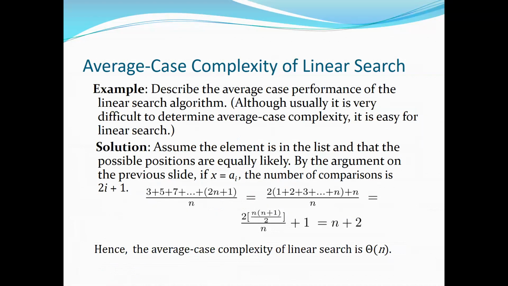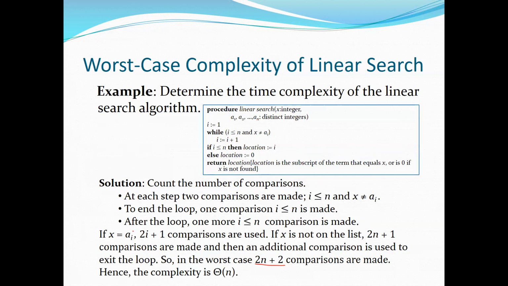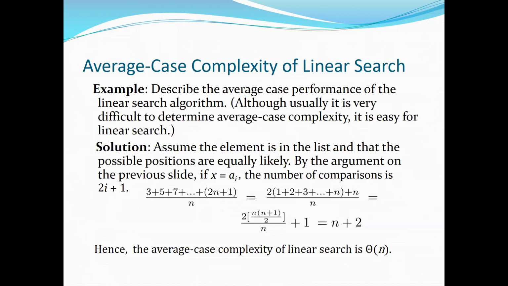Although I said it's usually difficult, in this case it is easier to find the average case analysis. Assume the element is in the list, and that the possible positions are equally likely. As I mentioned, at every position there is the possibility that we can find the element. By the argument on the previous slide, if x is equal to ai, the number of comparisons is 2i plus 1. We already discussed this in this slide. So if the element is in the middle, that may be 2i plus 1.